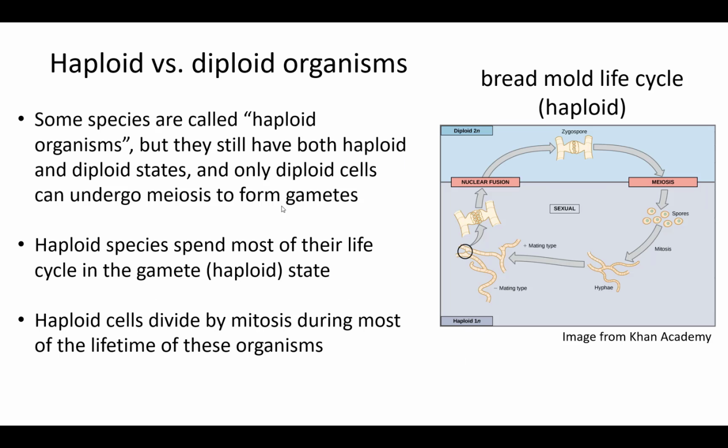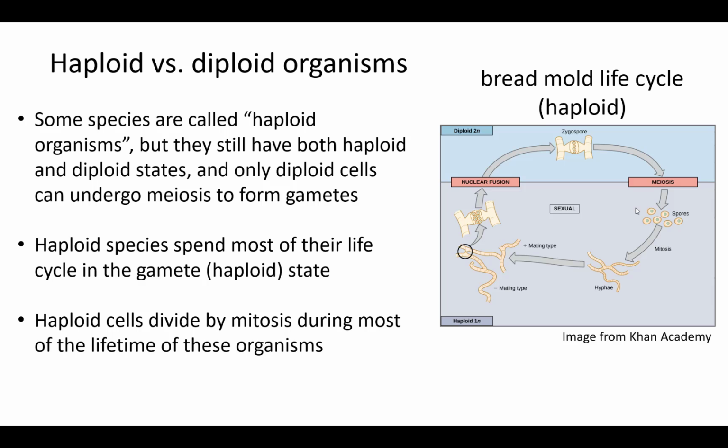I just wanted to highlight one side point. You may have heard of organisms that are haploid. Haploid organisms are in fact eukaryotic organisms, and they also have the same kind of change between the diploid and the haploid states. The difference between them is where they spend most of their lifetime. So here's an example shown over here. This is actually bread mold. It's a haploid organism, and they also go between this haploid and diploid state.